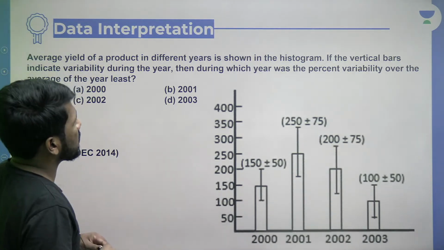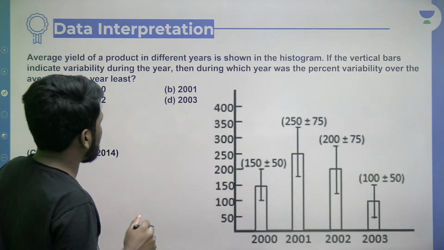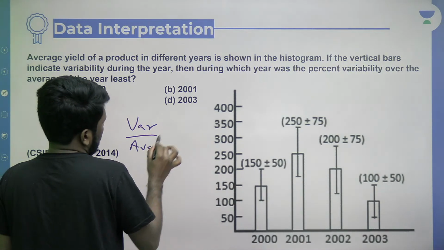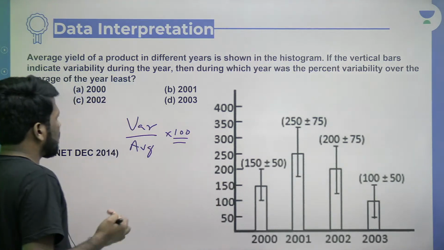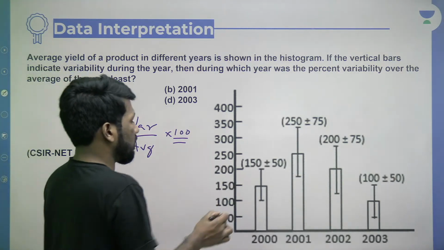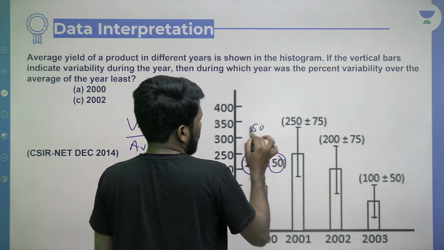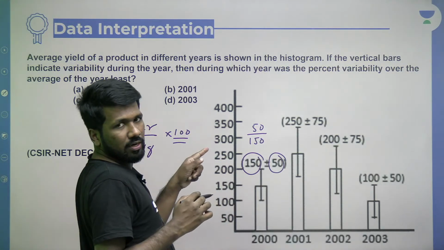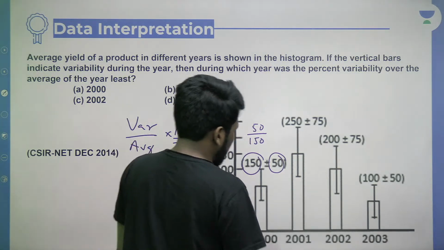During which year was the percent variability over the average least? Percent variability over the average means variability by average into 100. Just like the previous question, we need to make a comparison. Variability divided by average. That means 2000 year में 50 compared to 150. 50 by 150 into 100. But into 100 is common in all four cases, so if you don't write it also, it's okay.